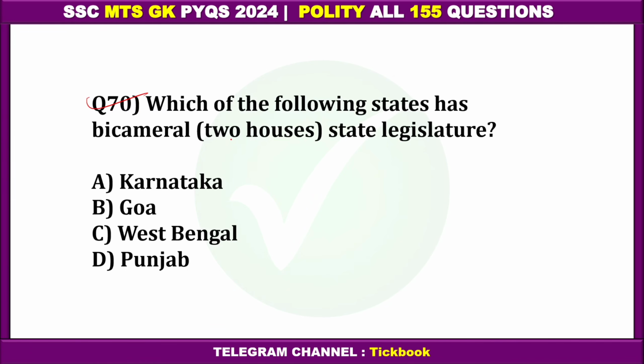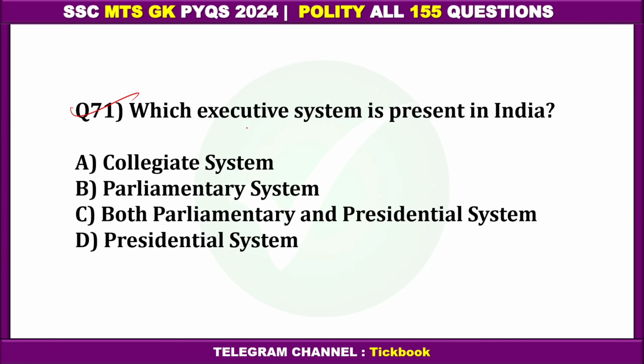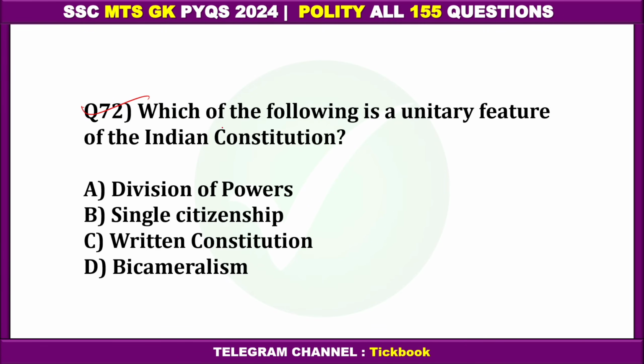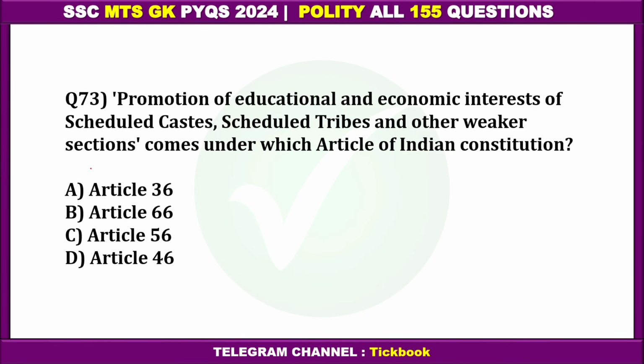70. Which of the following states has a bicameral, two-house state legislature? Number A, Karnataka. 71. Which executive system is present in India? Option number B, parliamentary system. 72. Which of the following is the unitary feature of the Indian Constitution? Option number B, single citizenship.